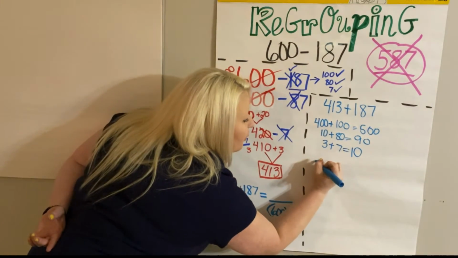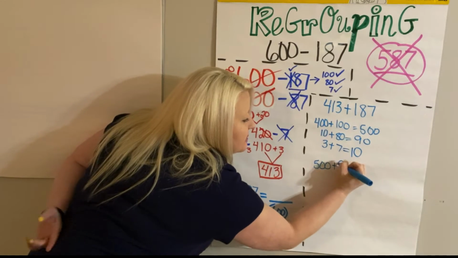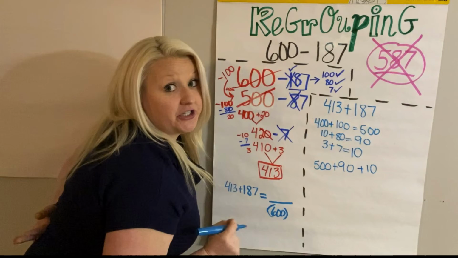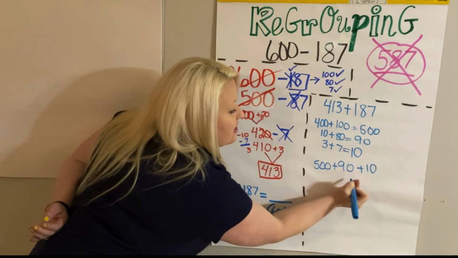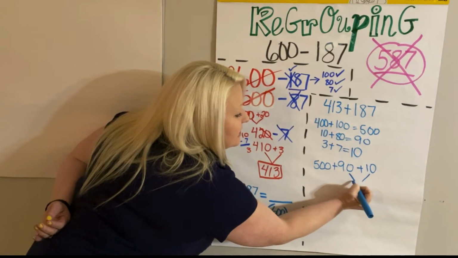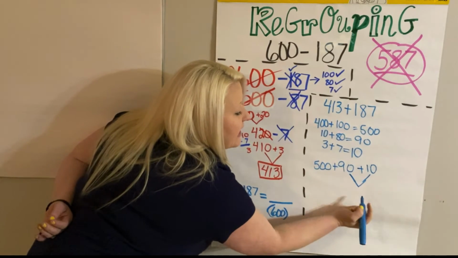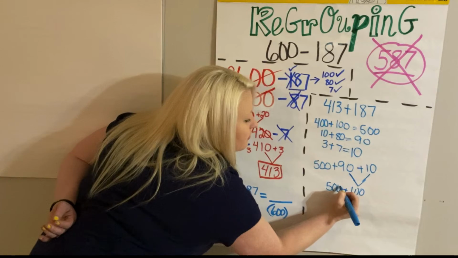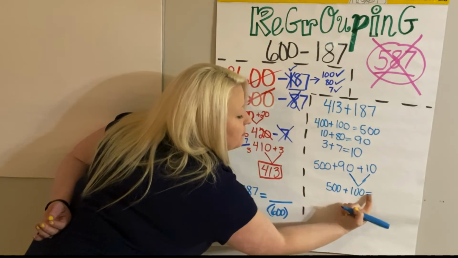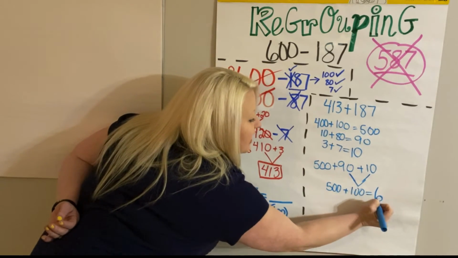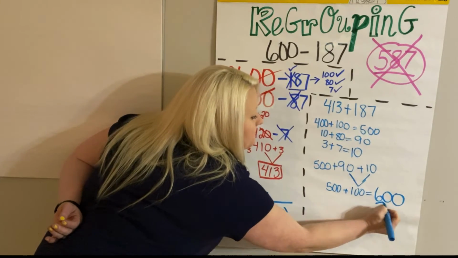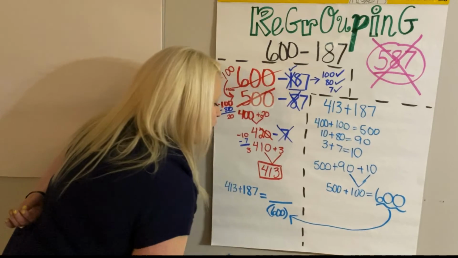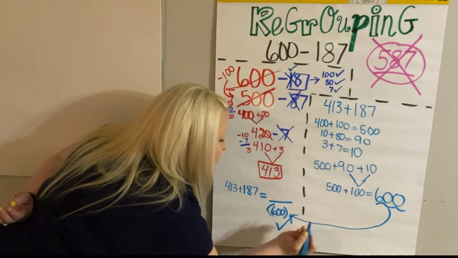So now 500 plus 90 plus 10, I'm going to use my number talk strategies and make a nice 100 by combining 90 and 10. So 500 plus 100, that's going to get me 600. So, were we right when we subtracted? Yes, we were right.